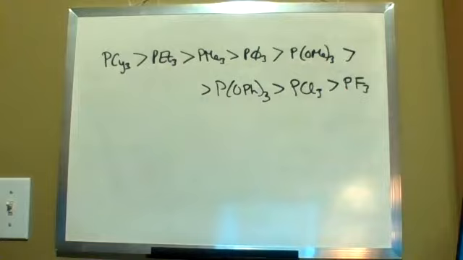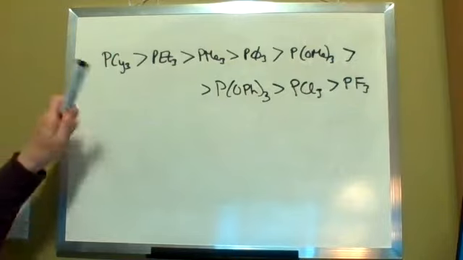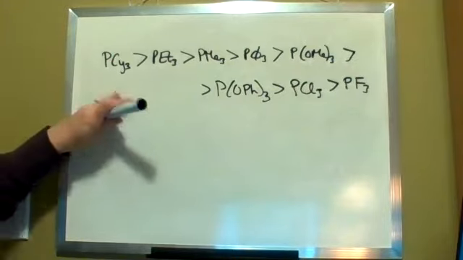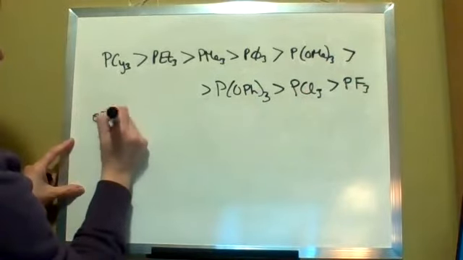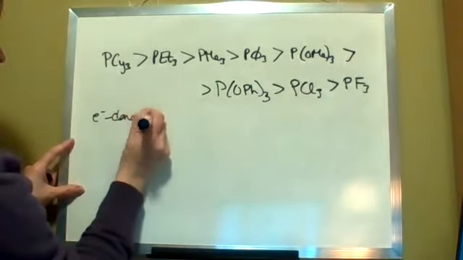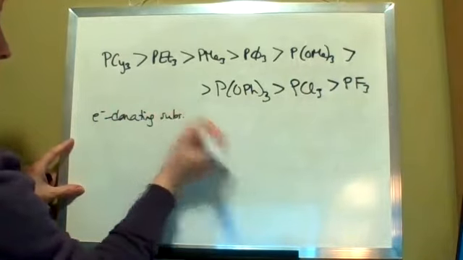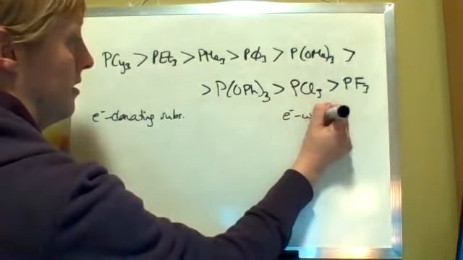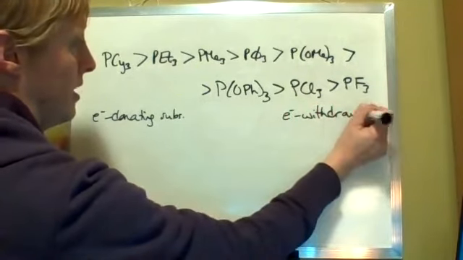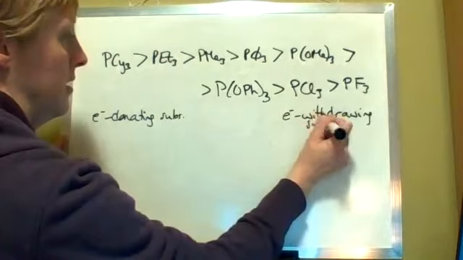Okay, so this list here, if you can imagine on your pages, stretched right across. The difference is really in these two sides: we have electron donating substituents and electron withdrawing substituents. So this end is electron donating substituents. Over here we have electron withdrawing substituents.